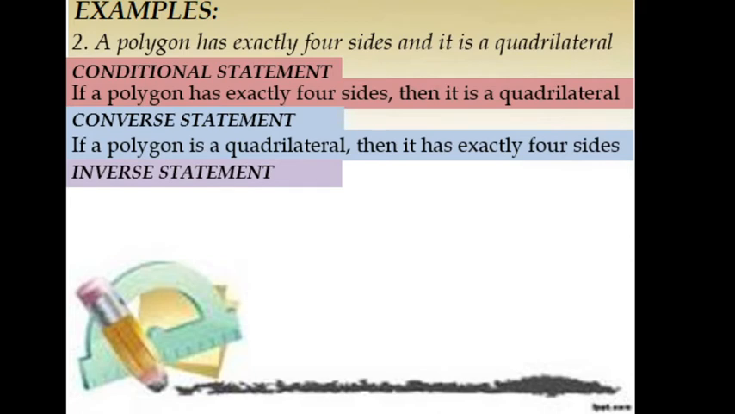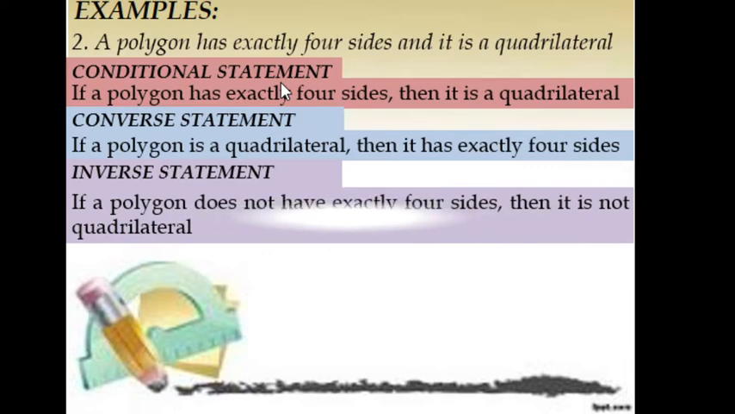Ulitin natin that the inverse statement is the negative statement of the conditional statement. Lalagyan lang natin ang words na not, does not have, or no. So, for the inverse statement, if a polygon does not have exactly 4 sides, then it is not a quadrilateral. So, ang ginamit natin dito ay does not have and not.